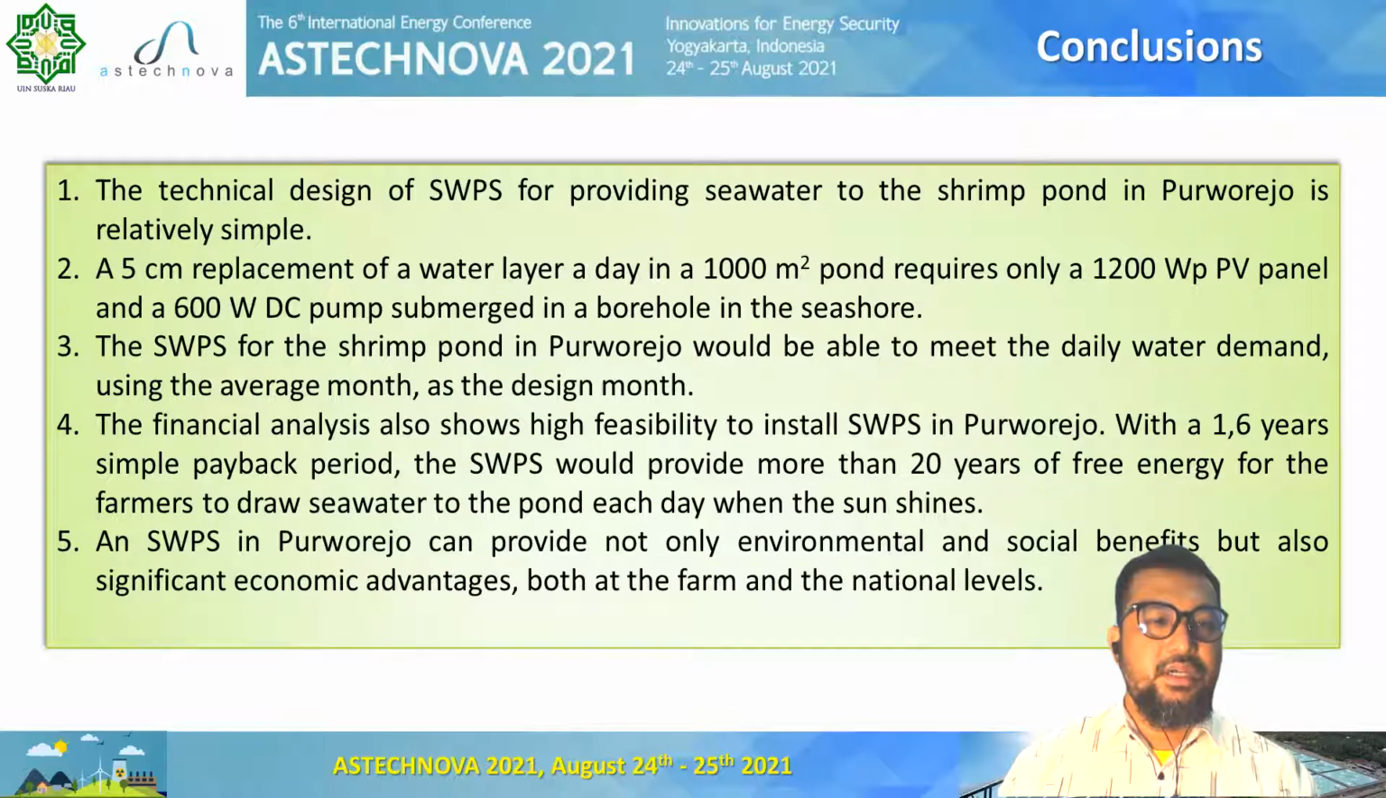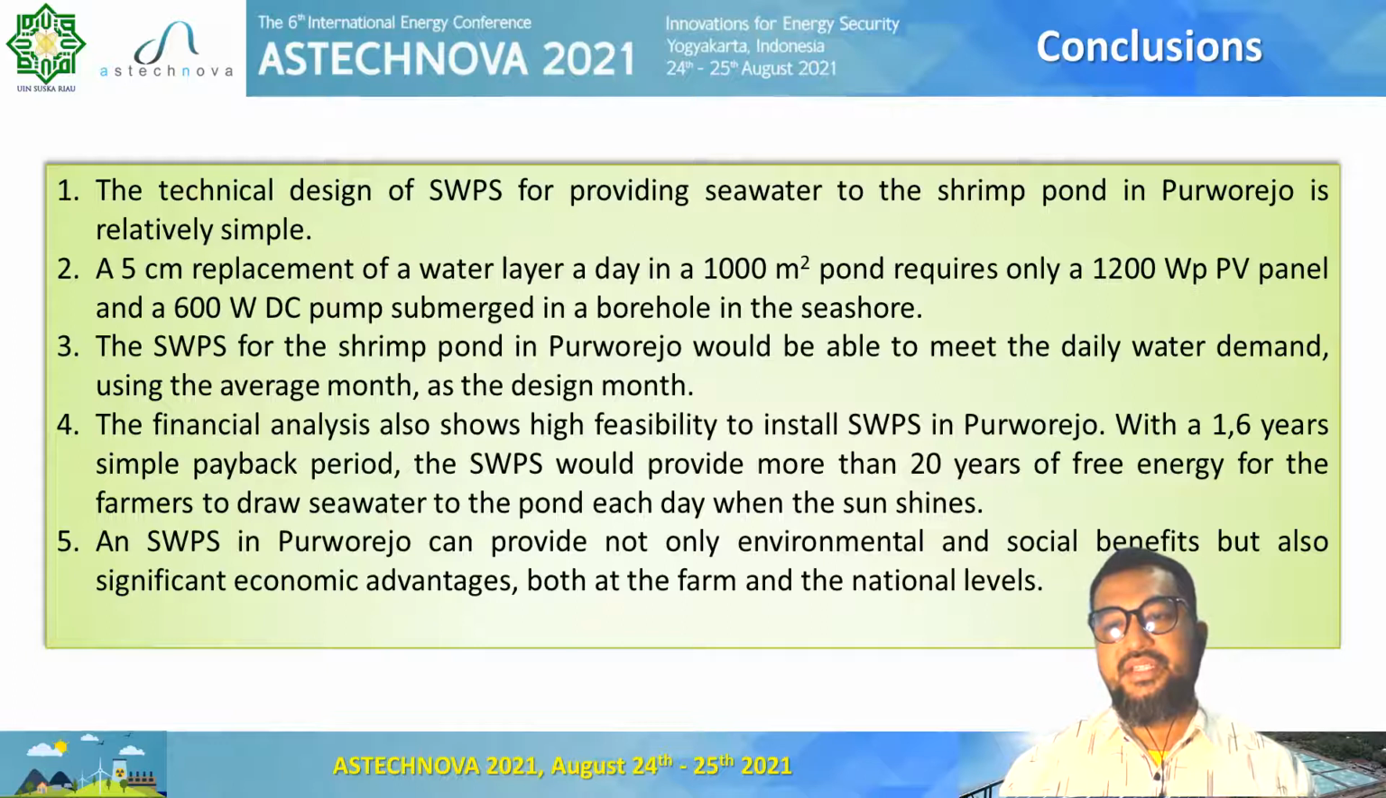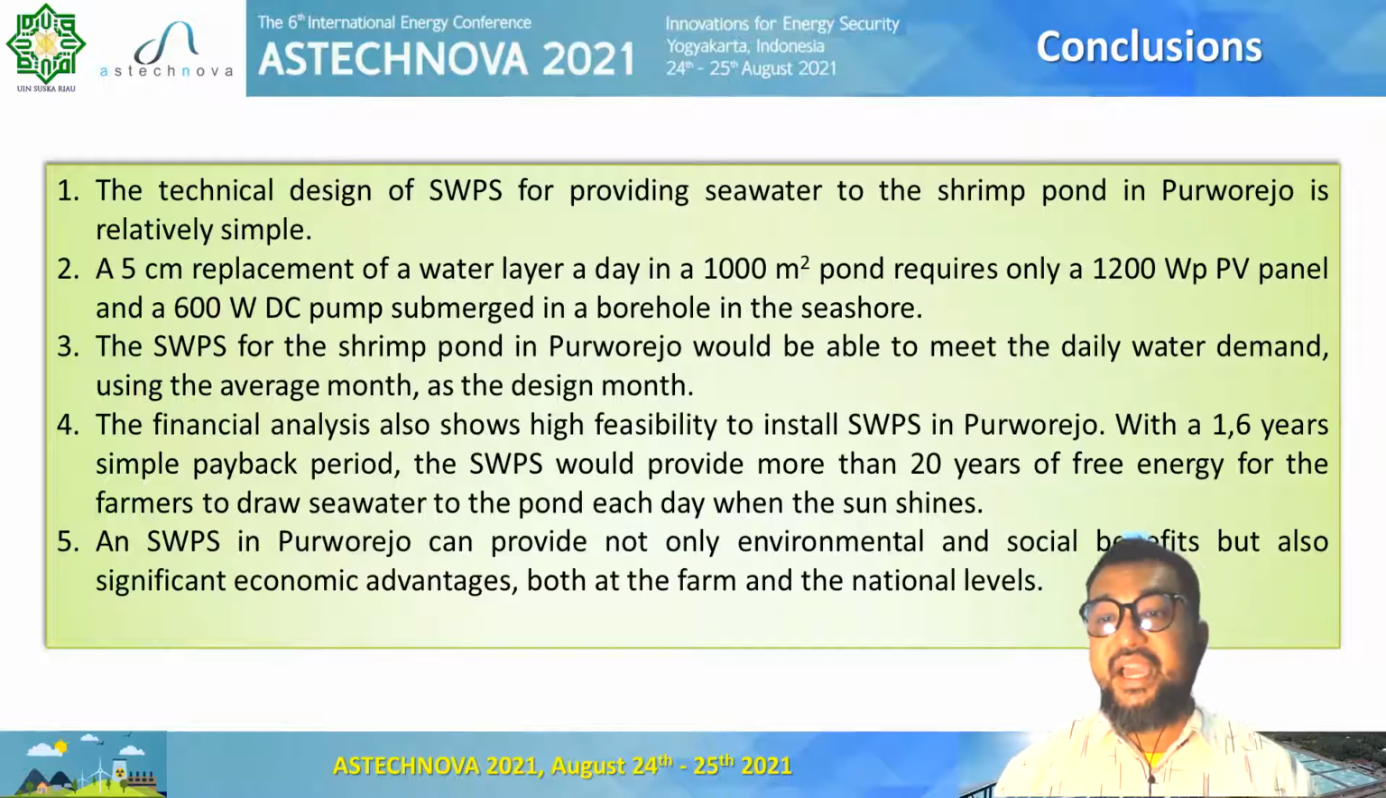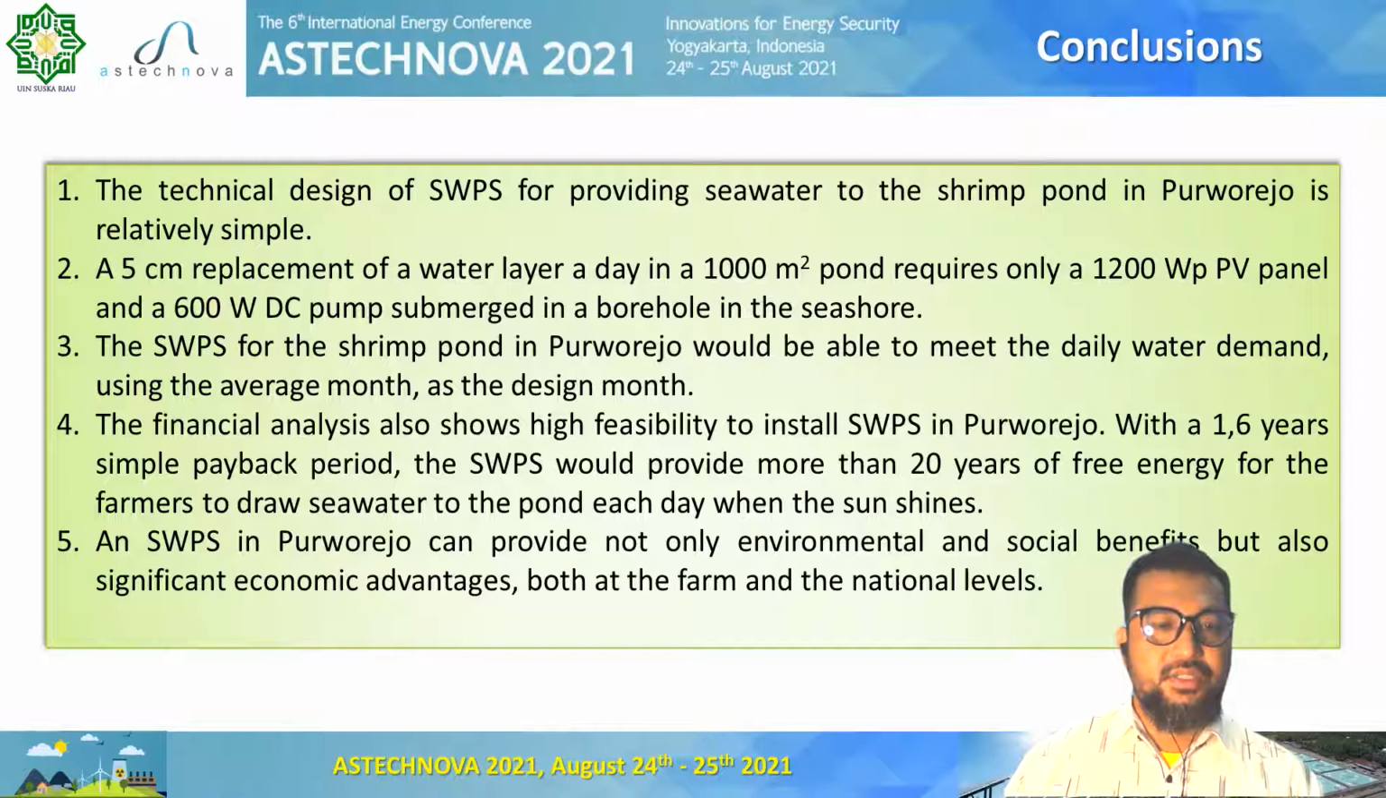Third, the SWPS for the shrimp pond in Purworejo would be able to meet the daily water demand using every month as the design month. 4, the financial analysis also shows high feasibility to install SWPS in Purworejo with a 1.6 year simple payback period, and SWPS would provide more than 20 years of free energy for the farmers to draw seawater to the pond each day when the sun shines.